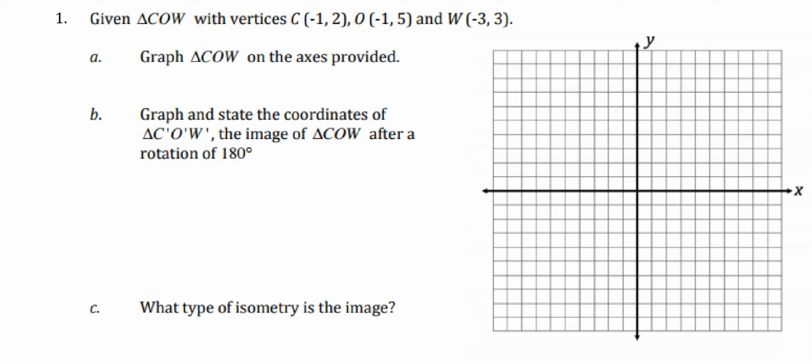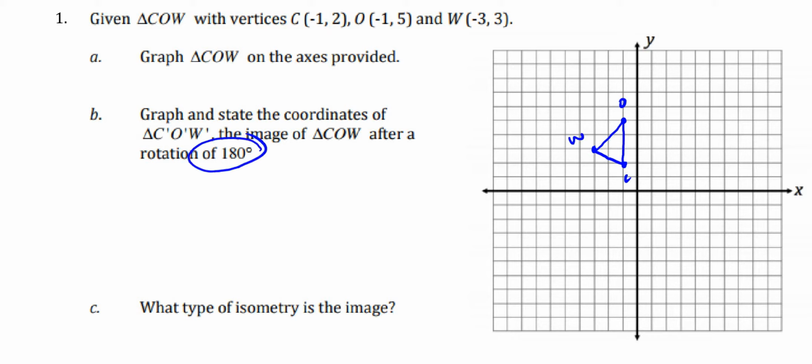So first thing I want to do here is graph triangle COW. If I graph (-1, 2), that's point C, (-1, 5), that's point O, and (-3, 3), that's point W. The other thing you might want to do, because some of these wind up lying on top of each other, as you'll see with example 2, is use color just to see, but it doesn't really matter to me either way.